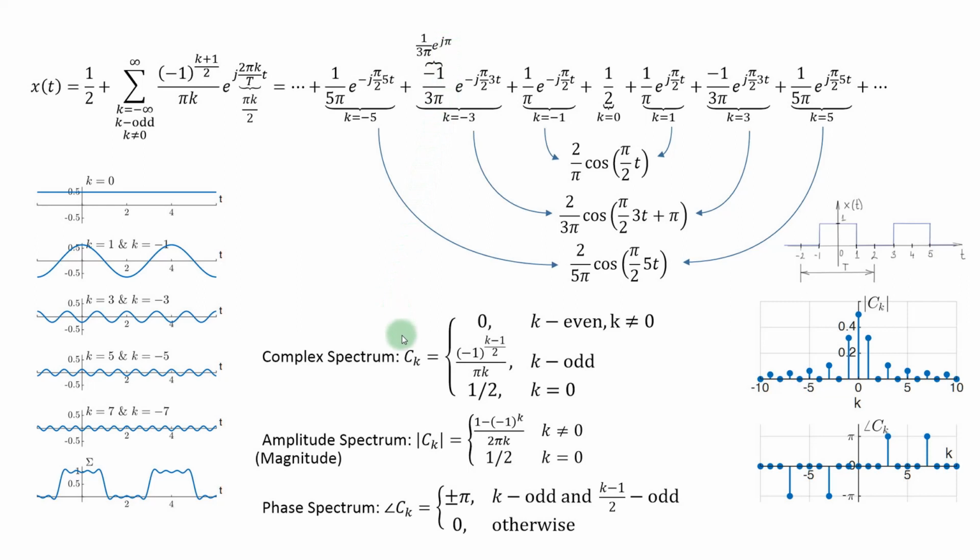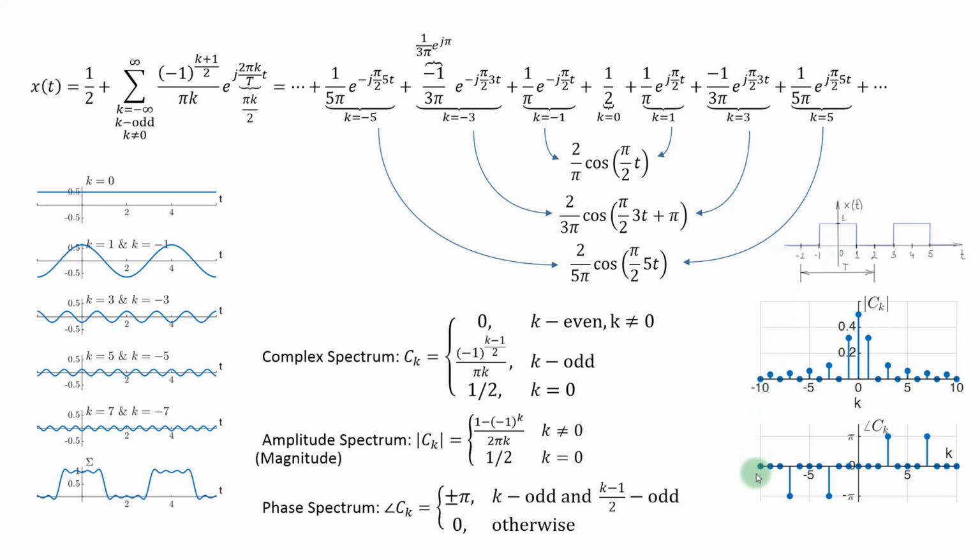When I put it all together, the phase of these numbers, that is the phase spectrum, can be expressed as either pi or minus pi when k is odd and (k minus 1) over 2 is also odd. In that case, this has a negative sign. And in any other case, these values are either positive real numbers or zeros, so their phase will be 0. Consequently, this will be the phase spectrum of my signal.